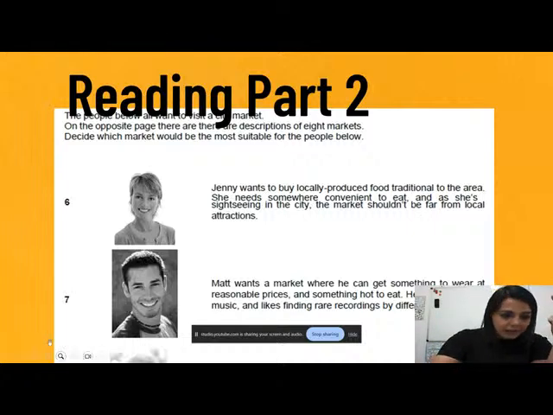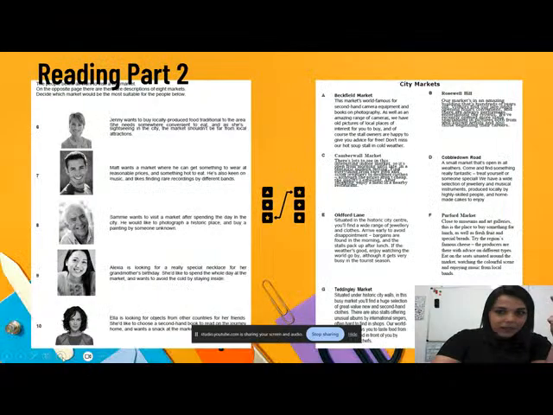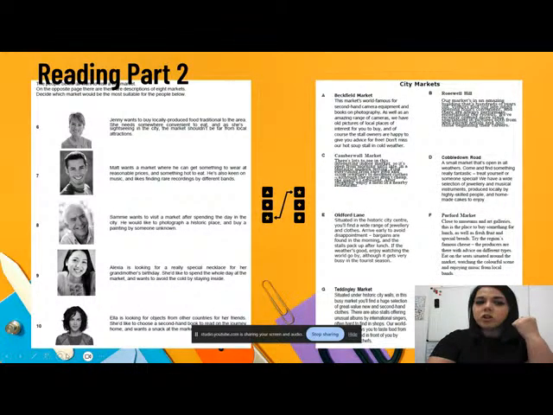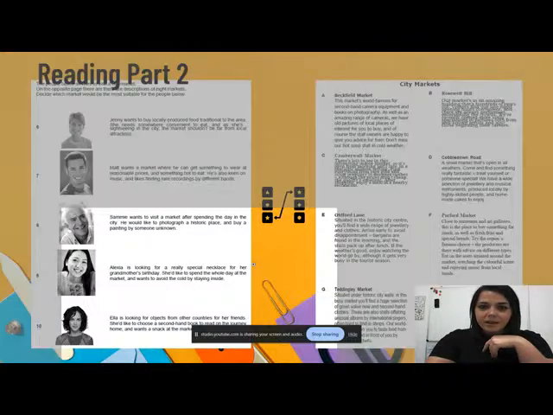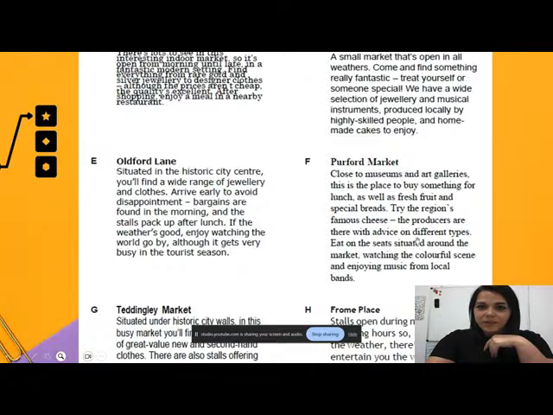So let's go back and look at our options. Now, I'm only going to give you 2 different options this time. Let's focus on option E and option F. Okay, so E, we have Olford Lane Market, and F, Purford Market.